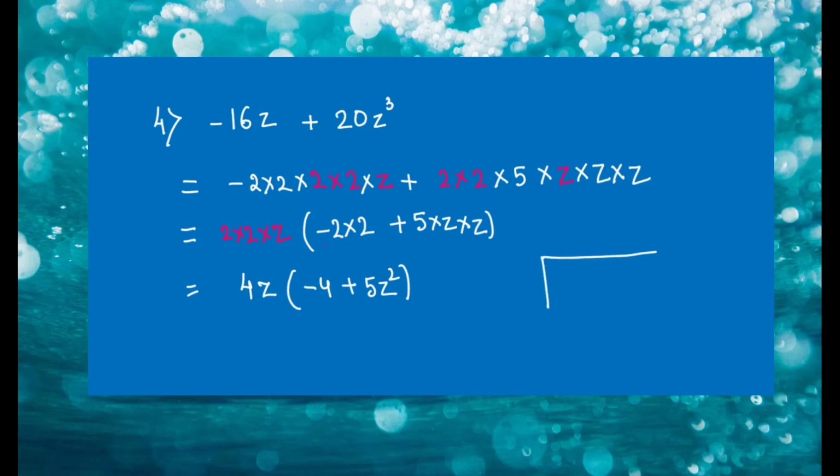So now let's make a diagram and see the rectangle of area negative 16z plus 20z cube, and we split the terms like we did in the beginning, the first step where we find out the factors. So now we write the common factor, which is 4z. The other factor is minus 4z plus 5z square.